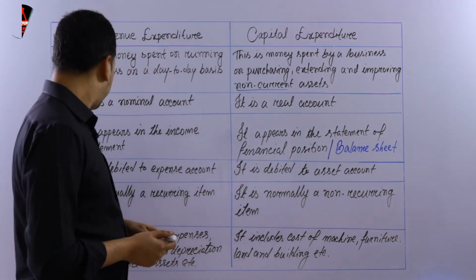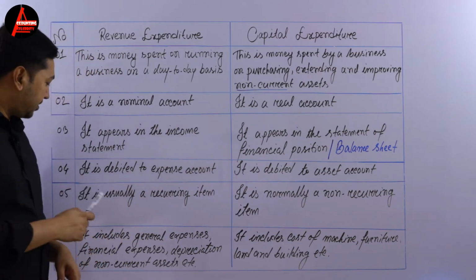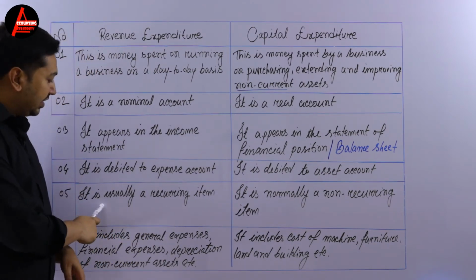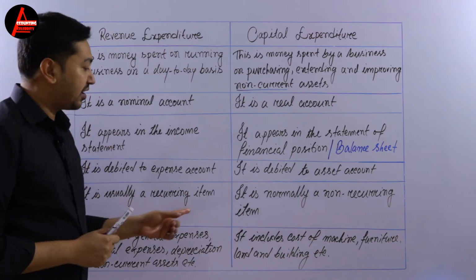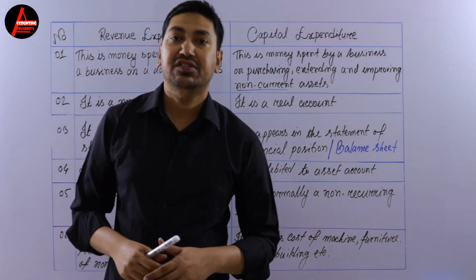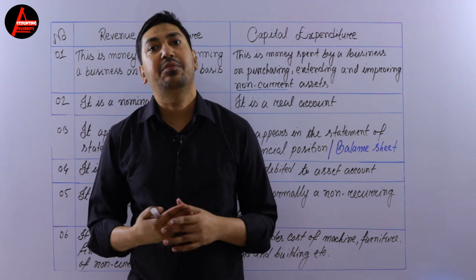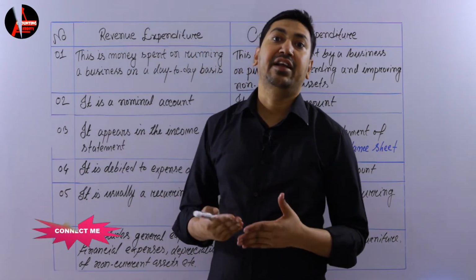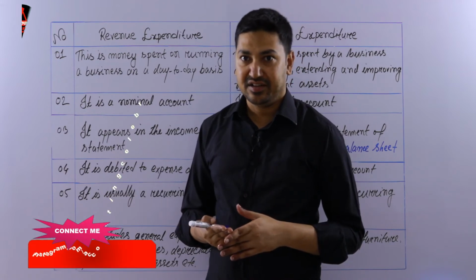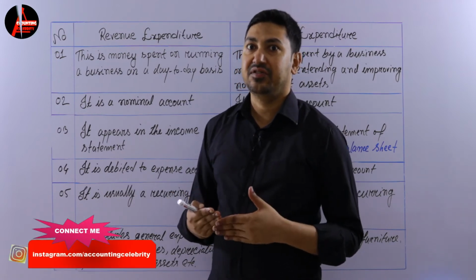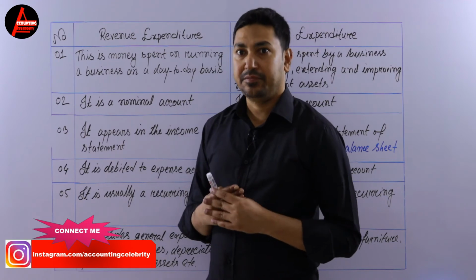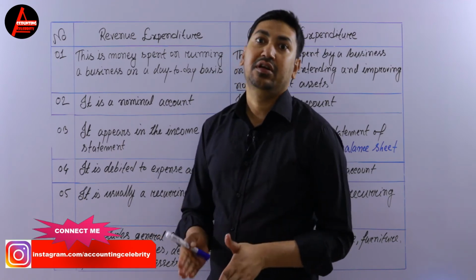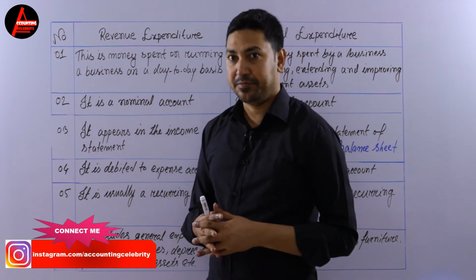Very good. What do we have next? Number 5. It is usually a recurring item. What do you mean by recurring? It means this expense will happen again and again in a year. This is recurring; it will happen multiple times in a particular period of time.